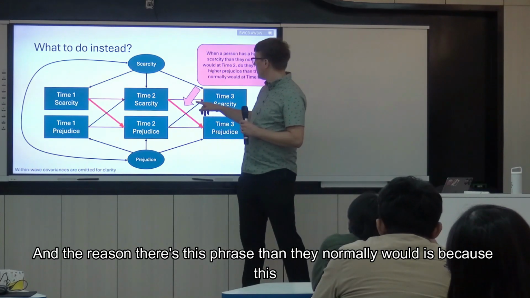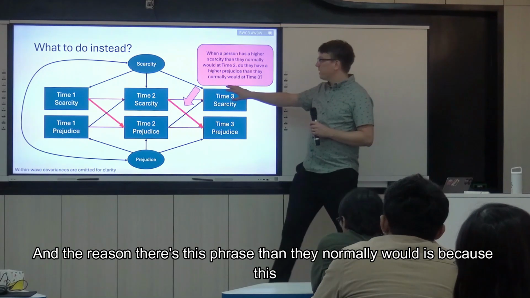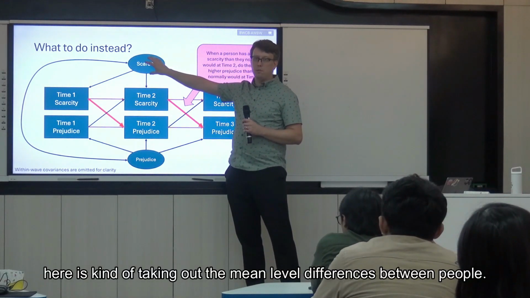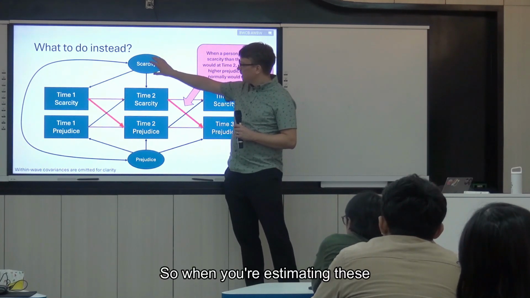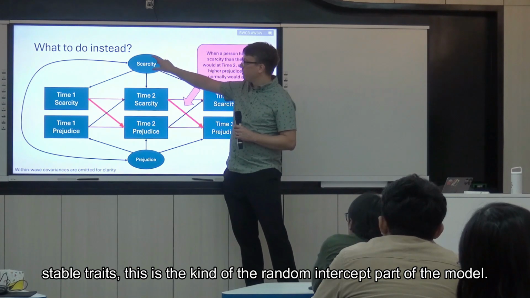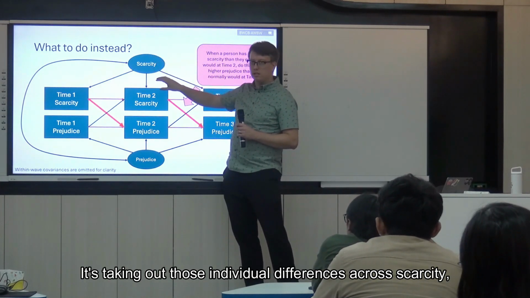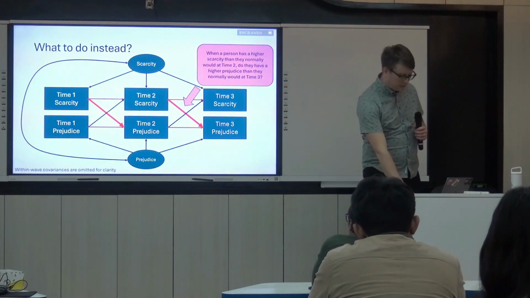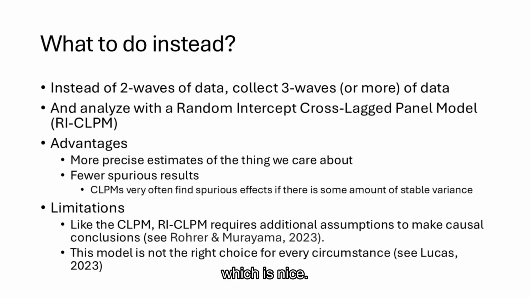And the reason there's this phrase "than they normally would" is because this here is taking out the mean level differences between people. So when you're estimating these stable traits, this is the random intercept part of the model. It's taking out those individual differences across scarcity or across prejudice. So the advantages here is that we get estimates of the things we care about, which is nice.